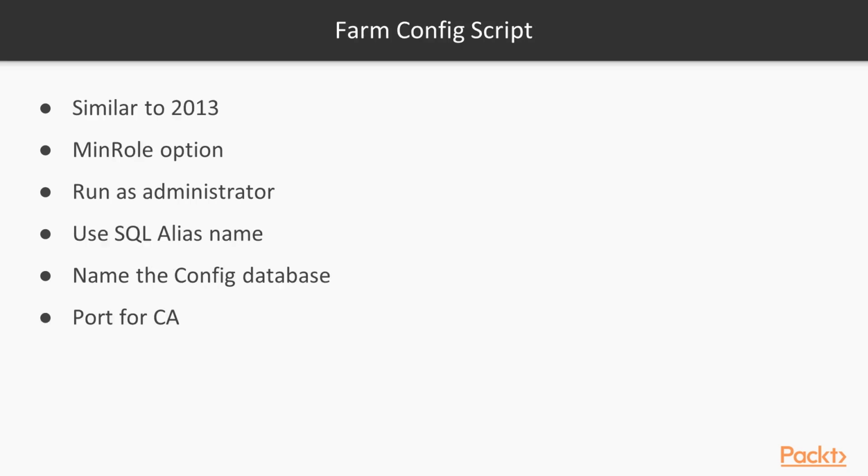The farm configuration script is pretty similar to the 2013 script. The only option that's changed is the MinRole. So you do have to add what type of role you want within the PowerShell script for it to actually run correctly. You want to run this script as administrator. You want to use the SQL alias name within your script. You want to name the config database and the content database for your Central Administration, and put the port of your Central Administration into the script.